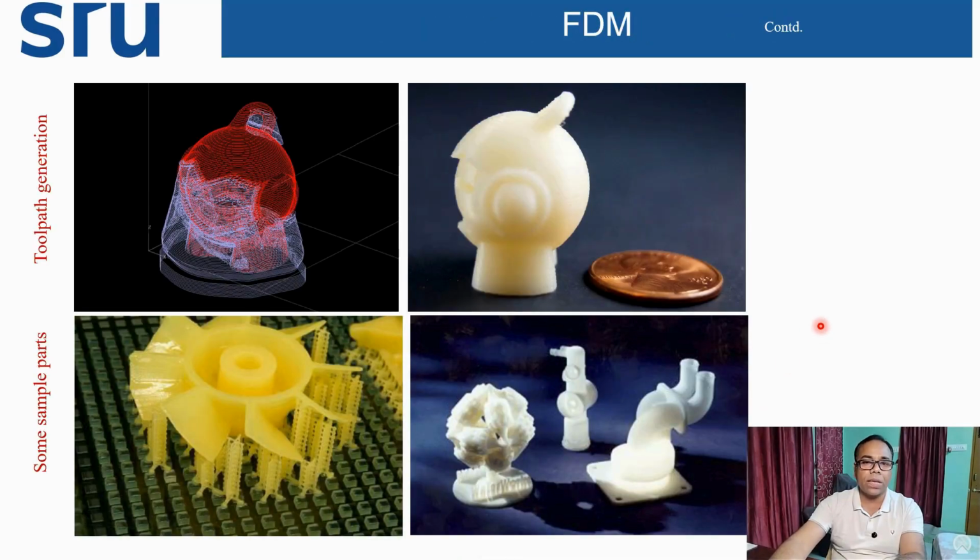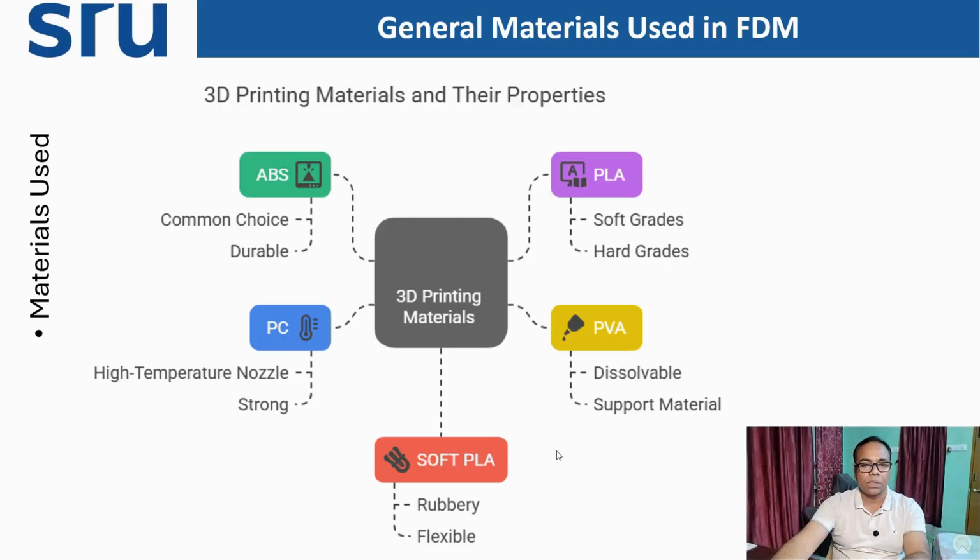Now these are the various parts which are printed using the FDM process. You can see that these are the tool paths generated during the slicing operation, and these are the final products using the FDM process. And here is also a sample part where the support structures are printed, and after that a secondary operation has to be done. Now coming to the commonly used FDM materials.